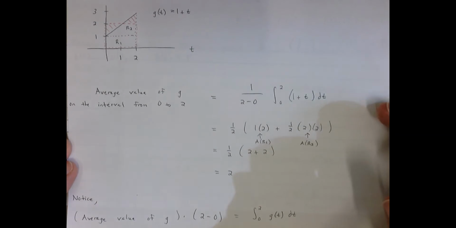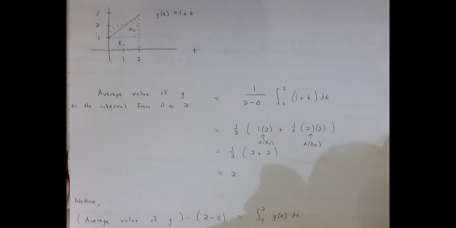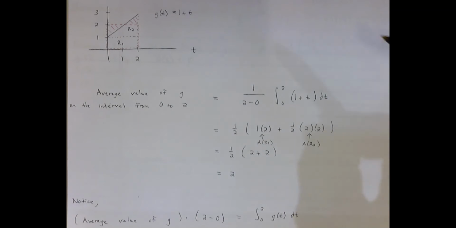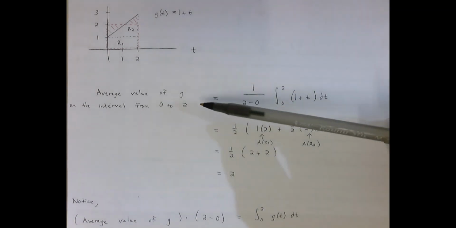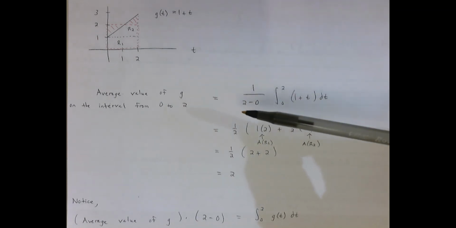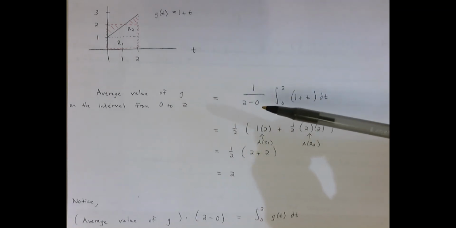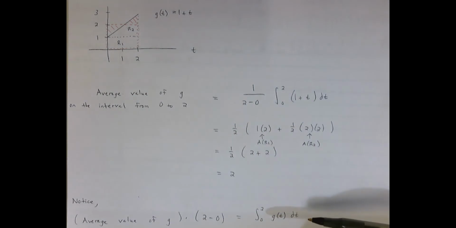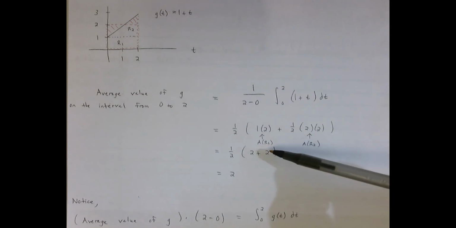Notice, if I go back to that equation for average value of g on the interval from 0 to 2, and I multiply both sides by the length of the interval, so in this case I multiply both sides by 2 minus 0, I get this equation. Average value of g times the length of the interval equals the value of the definite integral. And of course, the value of the definite integral is area under the curve. We saw that is 4.